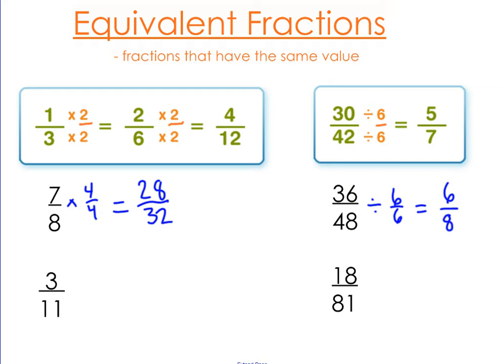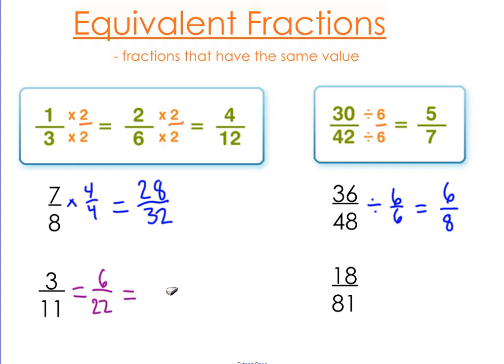Now, one of the things that you should be able to do now is not need to show the multiplying 1 fraction or the dividing 1 fraction, and just basically do it mentally in your head. So for 3/11, I think I'm going to do 3/11 by the 1 fraction 2/2. So 3/11 equivalent fraction, if I use the 2/2 1 fraction, I would get 3 times 2 is 6, and 11 times 2 is 22. So 3/11 is equivalent to 6/22.